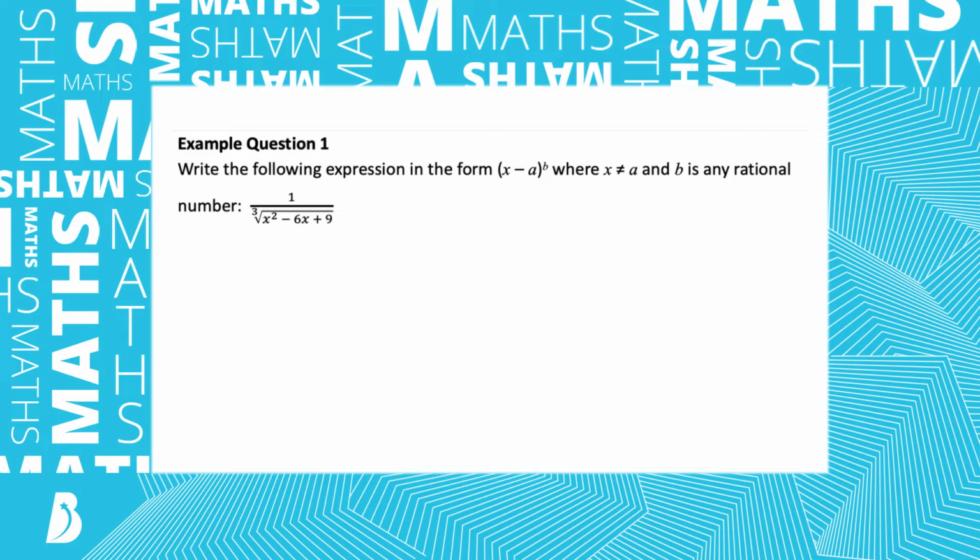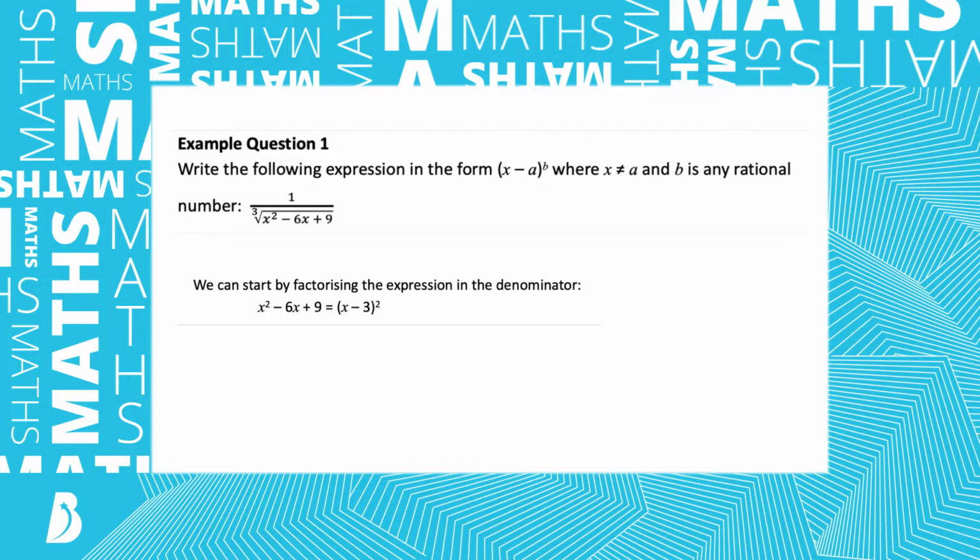Example 1 asks us to write the following expression in the form x minus a to the power of b, where x is not equal to a and b is any rational number. And the expression we're given is 1 over the cube root of x squared minus 6x plus 9.